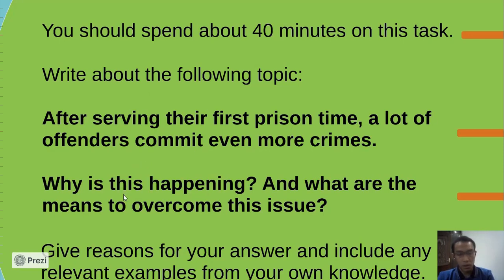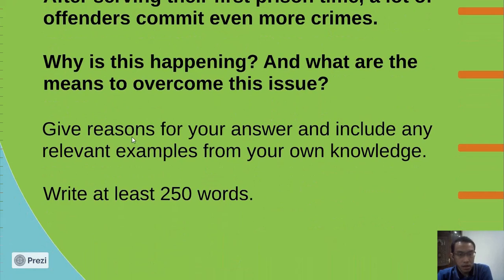And then there are two questions. Why is this happening? So this question asks about the cause of this situation, and then what are the means to overcome this issue? So this asks about the solutions, and also there's an instruction that we have to follow. First is that give reasons for your answer. So we have to provide reasons for your answers. And secondly, include any relevant examples from your own knowledge. So we have to give the examples based on our own knowledge.